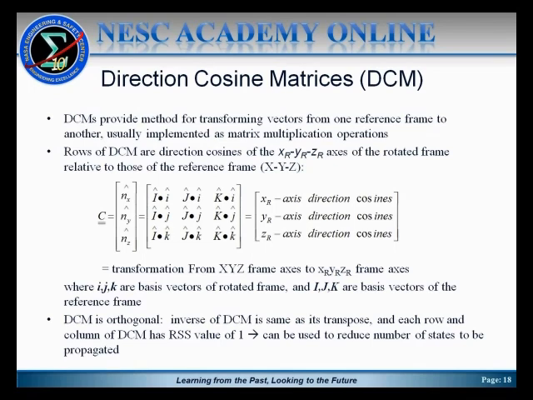One of the characteristics of DCMs is that they are orthogonal, meaning the inverse of the DCM equals its transpose, and each row and each column has a root sum square value of 1. In other words, if you take the sum of the squares of any row or column in the DCM, it equals 1. That fact can actually be used to reduce the number of states that have to be propagated. So instead of 9 independent parameters in that 3 by 3 matrix, there are really only 6 that are independent.